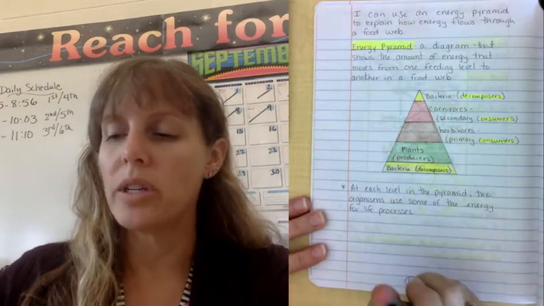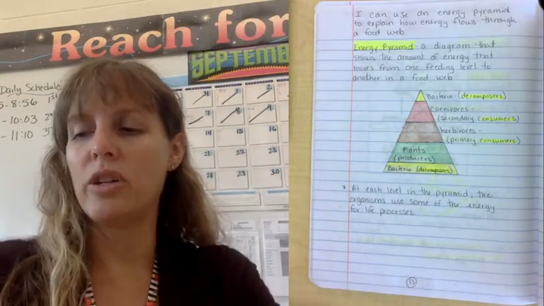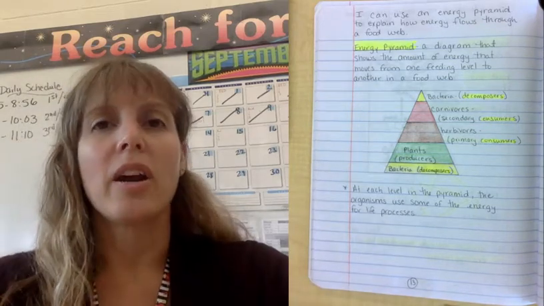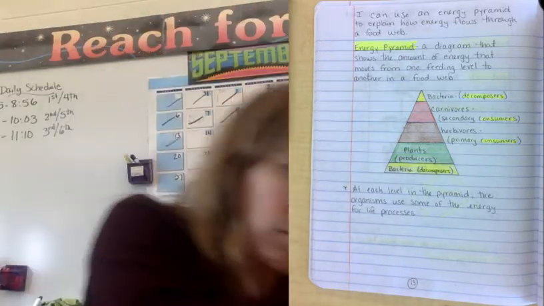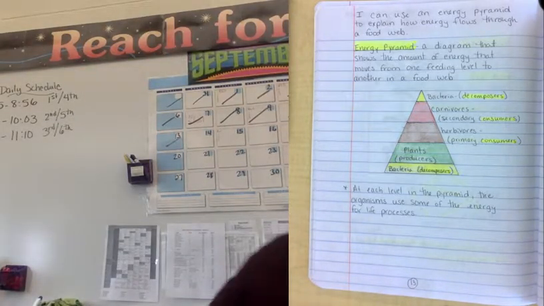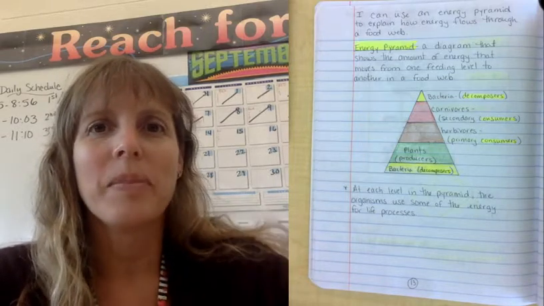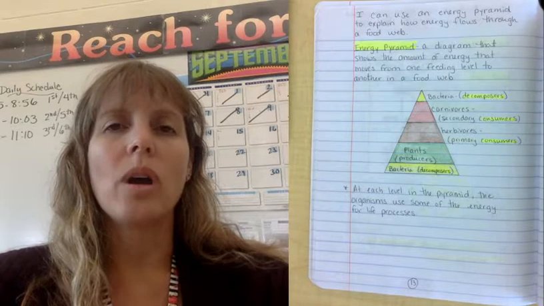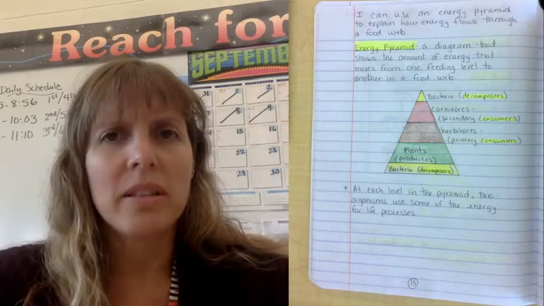So what you need to know is that at each level in the pyramid, the organisms use some of the energy for life processes. I'd like you to imagine for a moment that a great big dinosaur came in and ate Mrs. Tomlinson right now. Okay. So Mrs. Tomlinson had breakfast this morning, right? So let's say I had an egg for breakfast. Did the dinosaur that just ate me get all of the energy from my breakfast, from that egg?